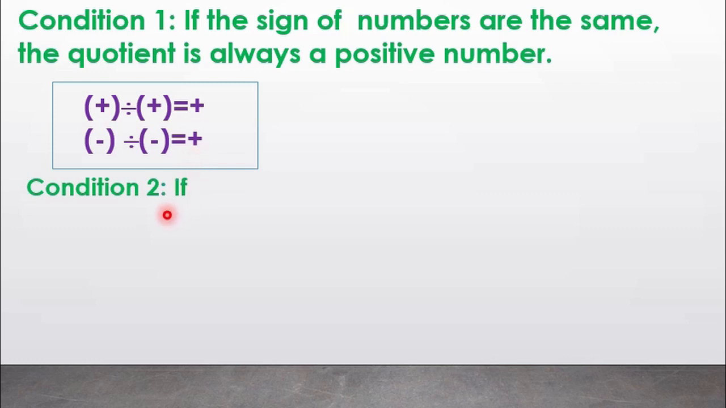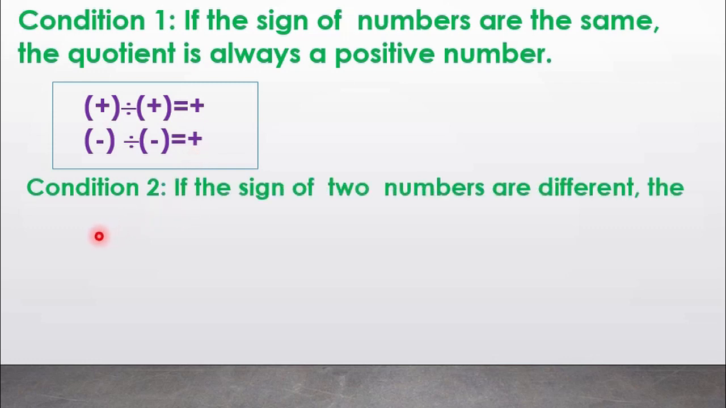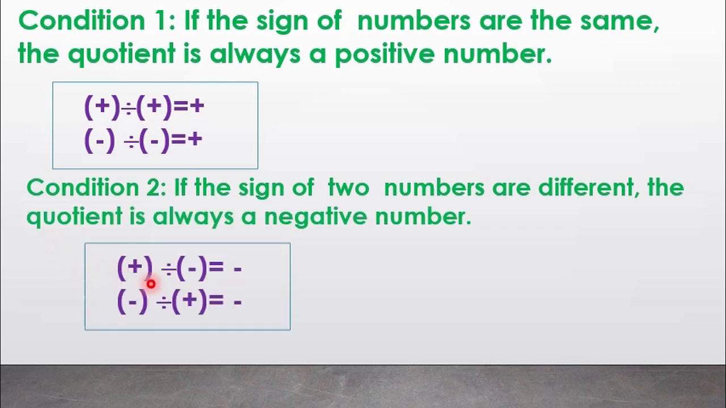Condition 2. If the sign of the numbers are different, the quotient is always a negative number. Plus divided by minus is equal to minus. Minus divided by plus is equal to minus.